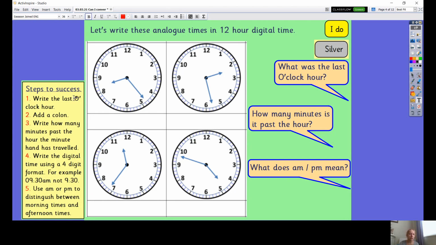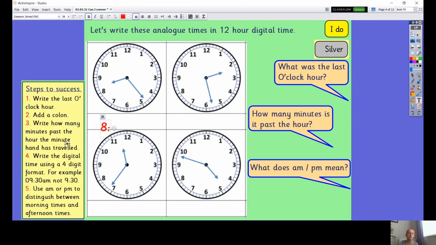So steps to success, write the last o'clock hour. So as we've already established, that was 8 o'clock. So I'm going to write 8 to start with, okay? And then I'm going to do my colon next, which is the 2 dots there that I've done, you can see. So number 2, add a colon, okay? Number 3, write how many minutes past the hour the minute hand has travelled.